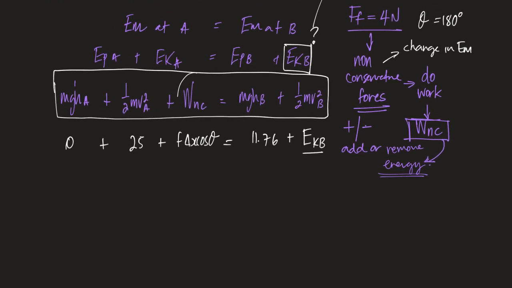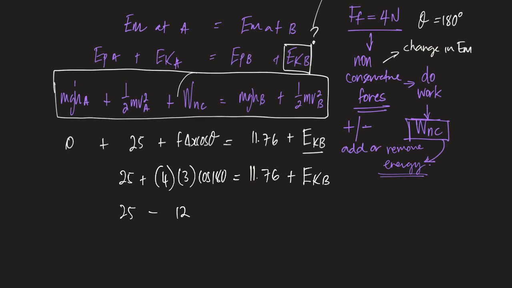All right, so I've got here on this side 25 plus 4, my displacement was 3, cos 180 is equal to 11.76 plus EK at point B. Now I've got 25 minus 12 minus 11.76 is equal to the kinetic energy at point B. And that gives me EK at point B is equal to 1.24 joules.